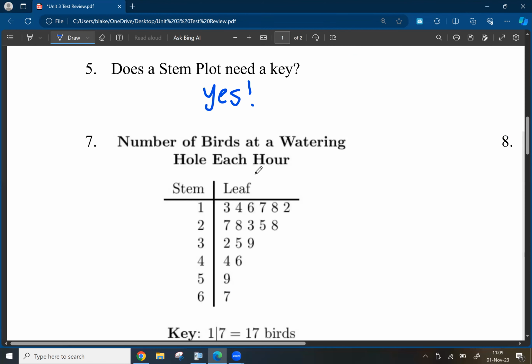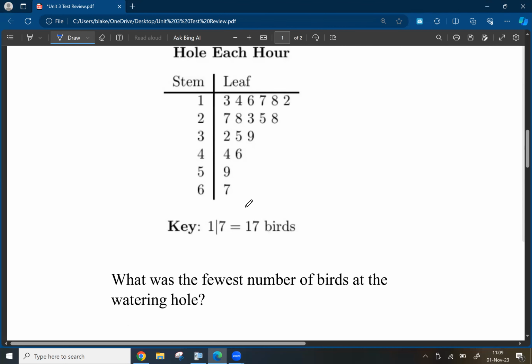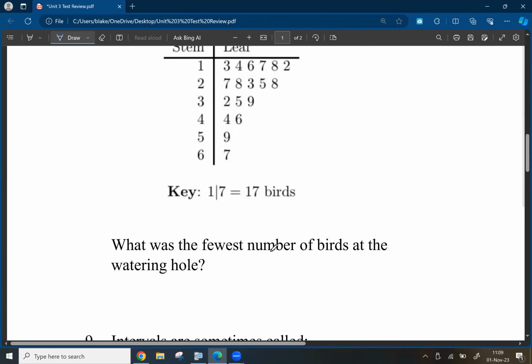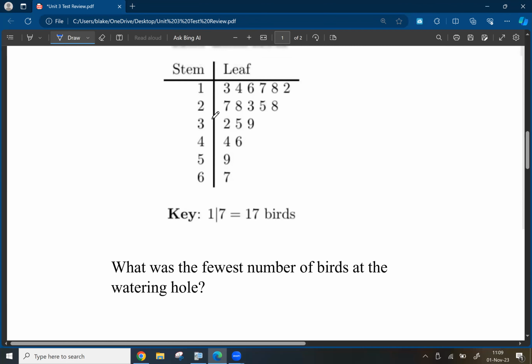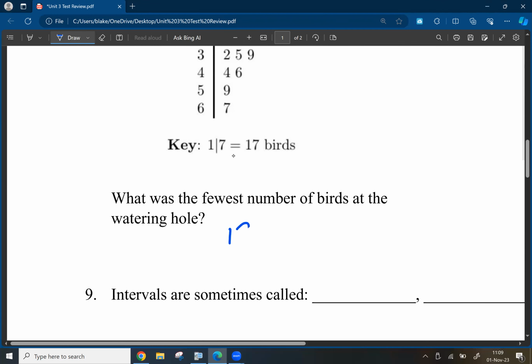Number 7. Number of birds at a watering hole each hour. So again, we have a key for the stem and leaf plot. What is the fewest number of birds at the watering hole? The fewest would be 13. 1, 3 indicates 13, right? Like 1, 7 is 17, so 1, 3 is 13. So 13 was the fewest.